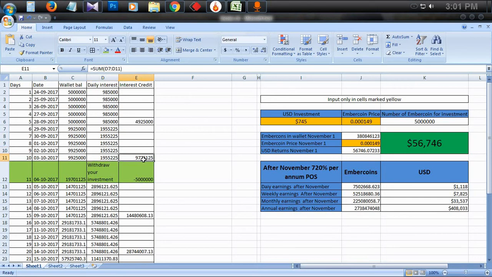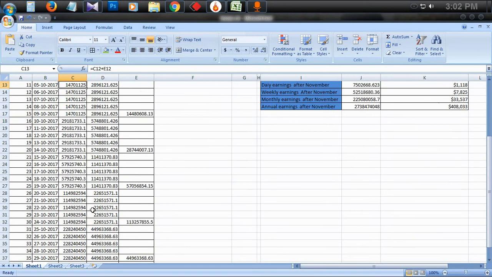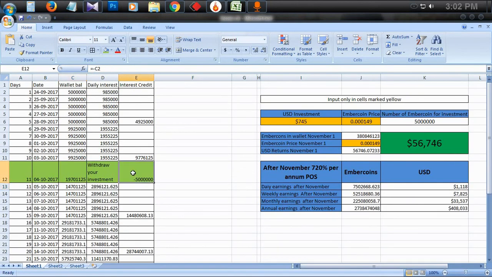On the fifth day, you'll be getting the second reward. So if you're getting the second reward on the 10th day, I would suggest you withdraw your initial investment into Embercoin, that is 5 million Embercoins, and then you can play safe. Once you withdraw your initial investment, there is no risk involved. What will come is the profit of it. So my Excel calculator shows returns on your investment excluding your initial investment.